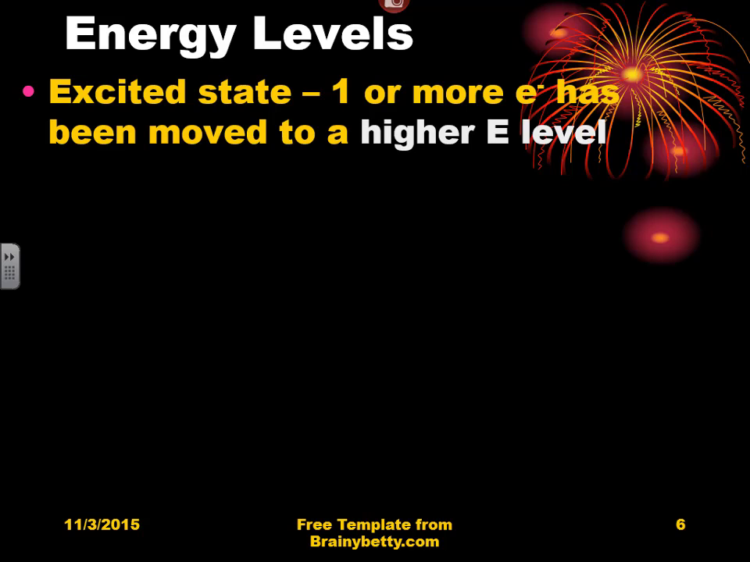Here's our second vocab word to describe the amounts of energy that those electrons have. If you have given an atom more energy and its electrons have moved to a higher energy level, then that atom is in the excited state. One or more electrons have moved to a higher energy level. It's called the excited state.